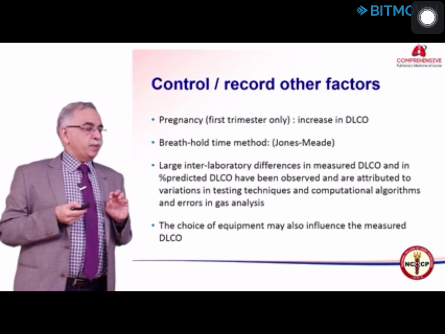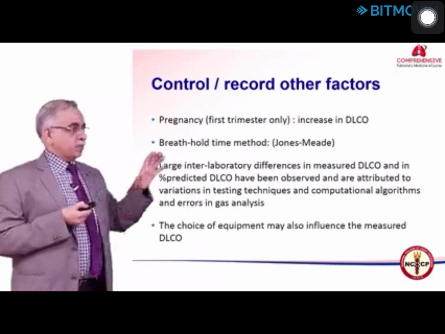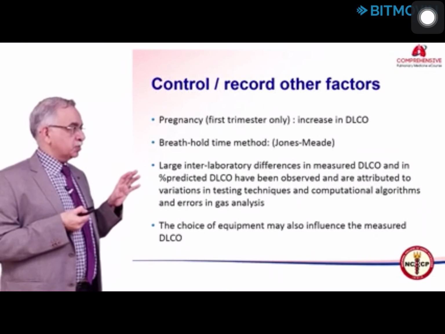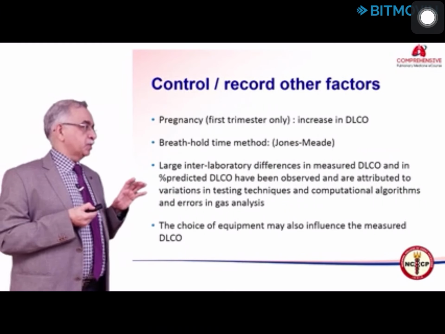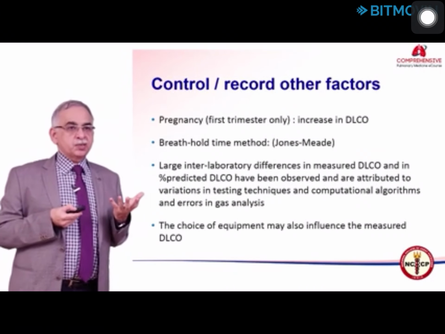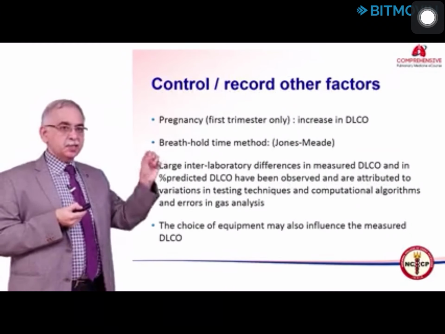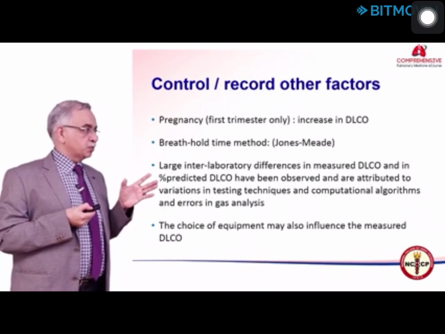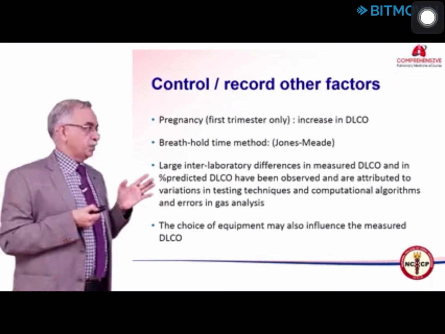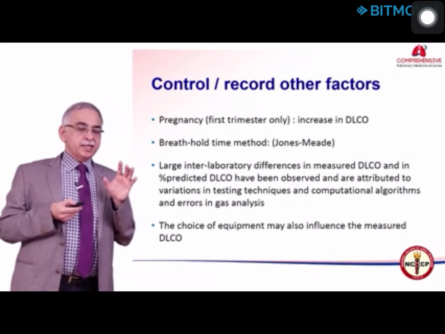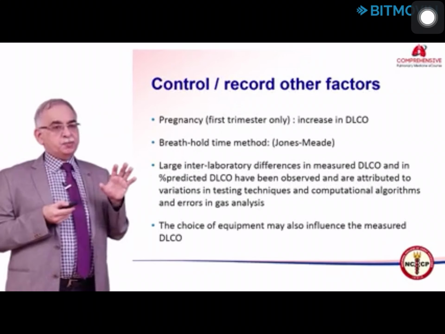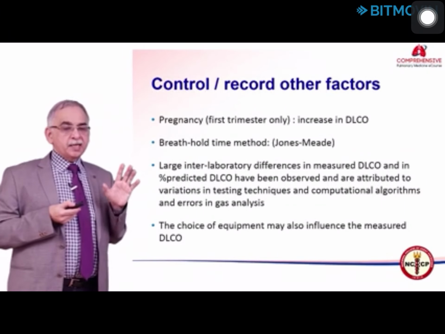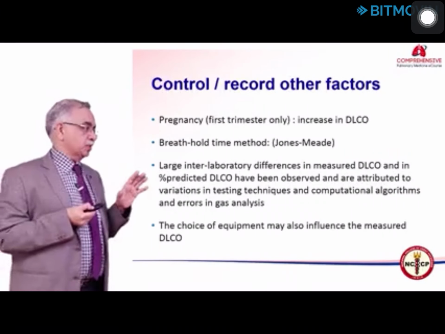Other factors which may affect are recorded, because this is part of the standardization. Pregnancy, we do the test only in the first trimester, which increases because of the hyperdynamic circulation. There are different methods of breath holding, which is a technical factor. So, that is part of the selection in the software. And because of these standardization problems, there are large interlaboratory variations. Therefore, it is very important that the technician does it as per the standardization evolved uniformly. And there are guidelines available for standardization of diffusion capacity tests.